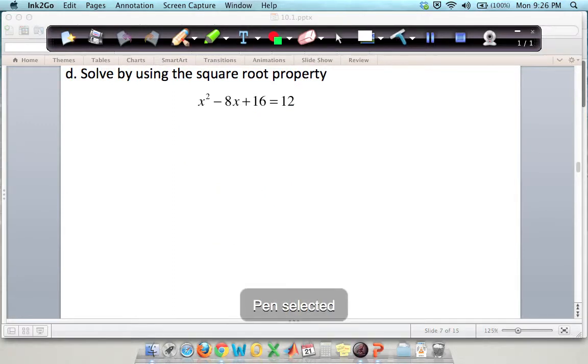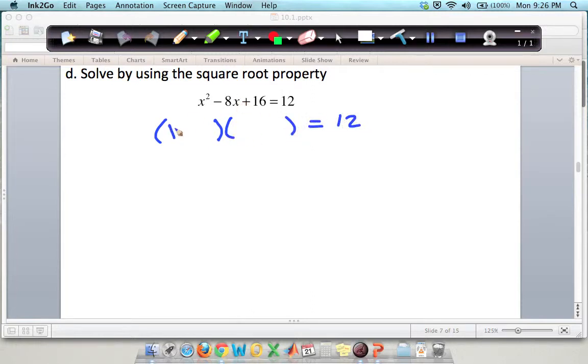Okay, for D, solve using the square root property. I'm going to factor the left-hand side. This is a perfect square trinomial, and by that I mean both of the factors are going to be the same. What multiplies to be 16 and adds to be negative 8 is negative 4 and negative 4. So perfect square trinomial, you have the same factors. So I can write this instead of x minus 4 times itself as x minus 4 squared equals 12.